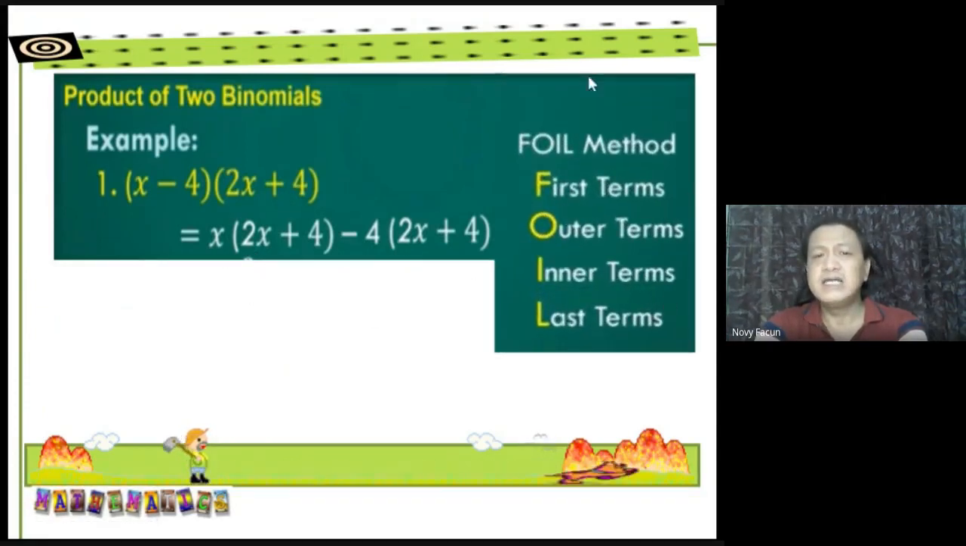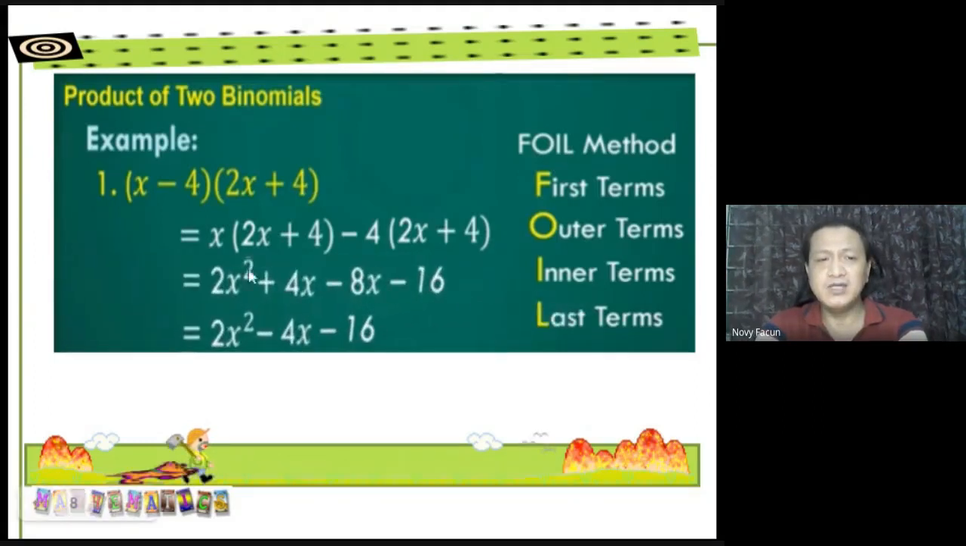Here, that is the FOIL method that we did, no? But it just takes time. As you can see, it will take you a long time. So when we simplify this, we have 2x squared plus 4x. Then negative 4 times 2x is negative 8x. Then negative 4 times 4 is negative 16. Then combine like terms, the similar ones in the middle, your middle term, which are your outer and inner. And that is 2x squared minus 4x minus 16. So this is now your final answer.